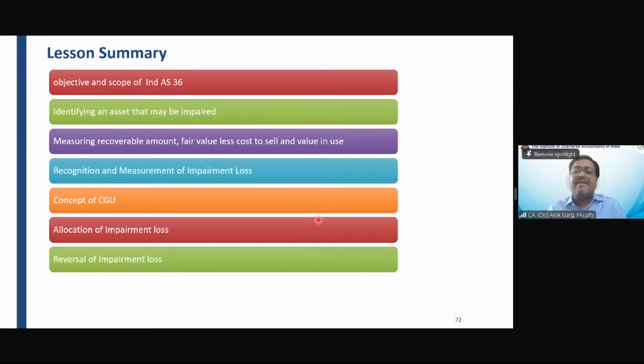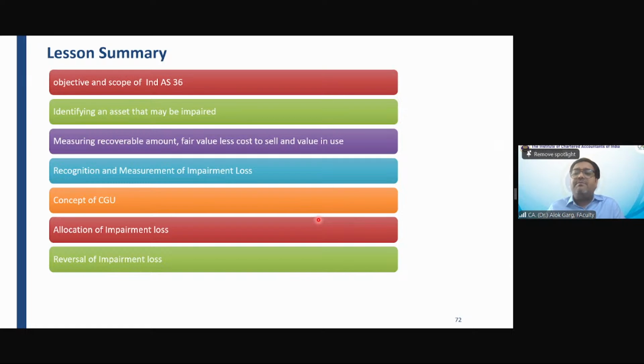If there is a corporate asset, the corporate asset needs to be allocated to the CGU to which it belongs, right? Then you need to compute the revised carrying value. You need to compare the revised carrying value with the recoverable value. Then you need to compute the impairment loss. Then that impairment loss needs to be allocated, okay? In the ratio of CGU excluding corporate asset and corporate asset.